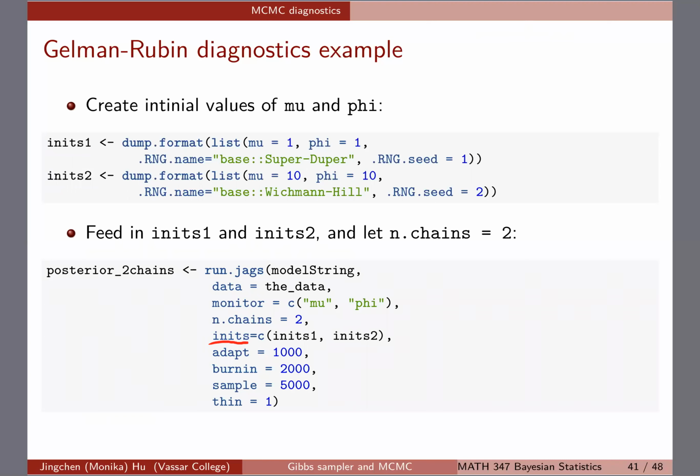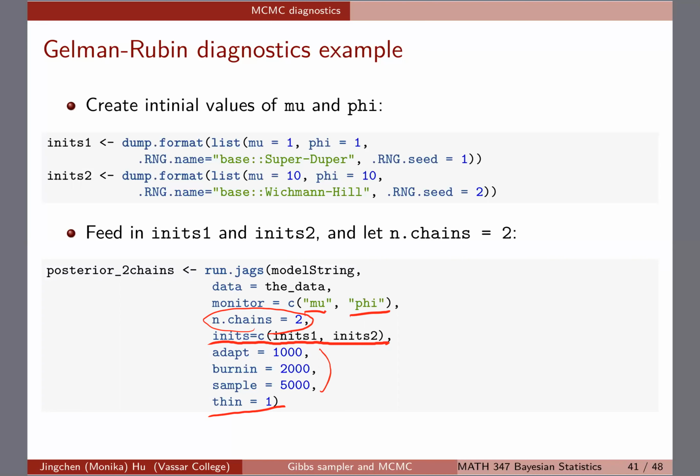We add one more argument, inits, and we put inits 1 and inits 2. Also don't forget to specify the number of chains to be 2 now. So JAX knows that I'm going to run my first chain with those initial values 1, 1, and my second chain with 10, 10. I'm still not doing any cleaning, and I keep everything the same. I save the same parameters as before.